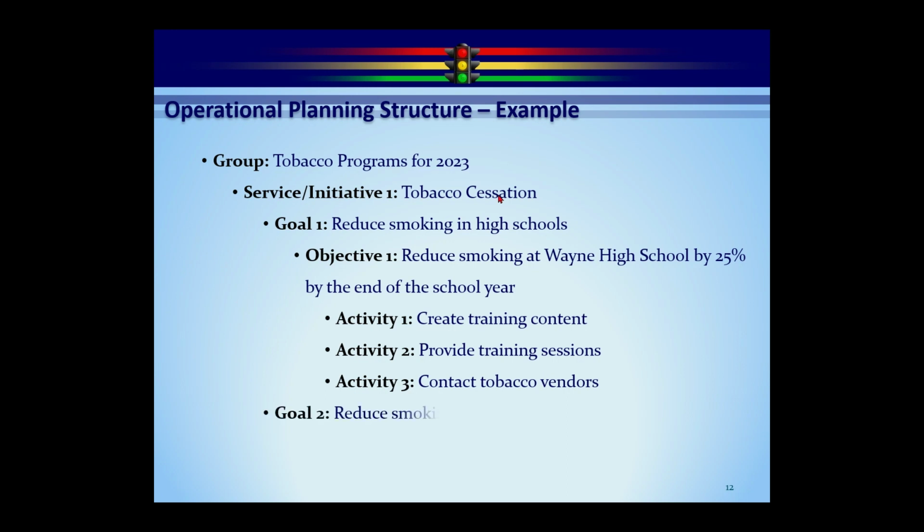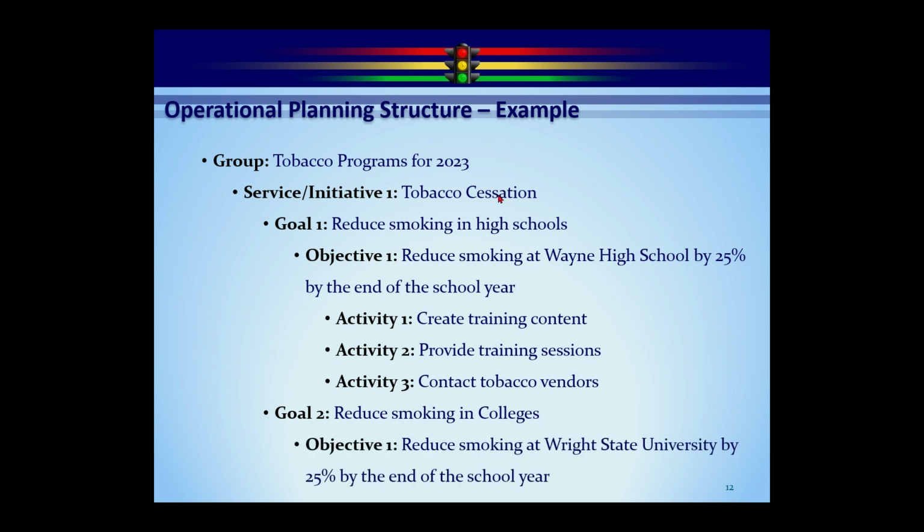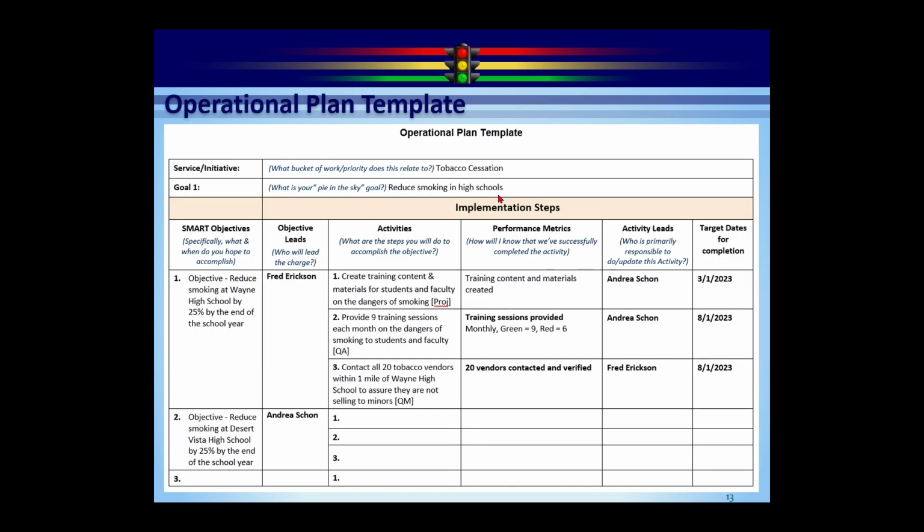Now, we could also have another goal of reduce smoking in colleges. And under that, you'd expect we'd have a SMART objective to reduce smoking at Wright State University by 25% by the end of the school year. So this is what an operational plan looks like based on the different criteria that we just set in the pyramid. Now, what we're going to do is use this template.